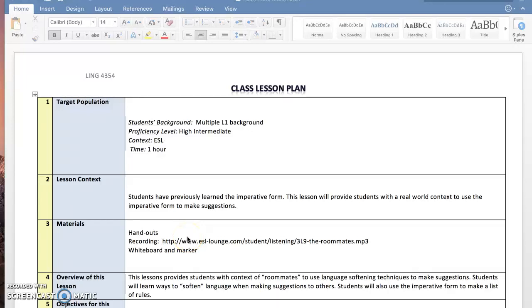So the activity I chose was focusing on roommates and using the imperative form, making suggestions, and softening language. So when creating this lesson, I figured the students would have knowledge of the needed vocabulary, the imperative form, and the basic form of making suggestions using should.